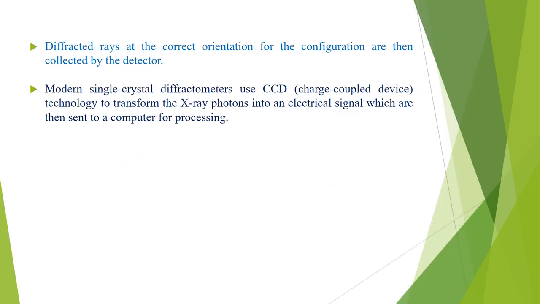So here we can see that diffracted rays at the correct orientation for the configuration are then collected by the detectors. Modern single crystal diffractometers use CCD, charge coupled device technology, to transform the X-ray photons into electrical signals, which are then sent to a computer for processing.